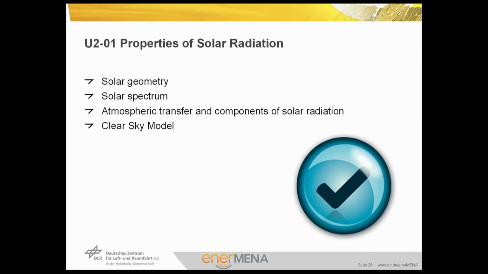So that was what I want to tell you in Block 2, Unit 1. We saw some slides about solar geometry. I talked about the solar spectrum. Then we looked at atmospheric transfer and the different components of solar radiation. And at the end, we also talked about a clear sky model.